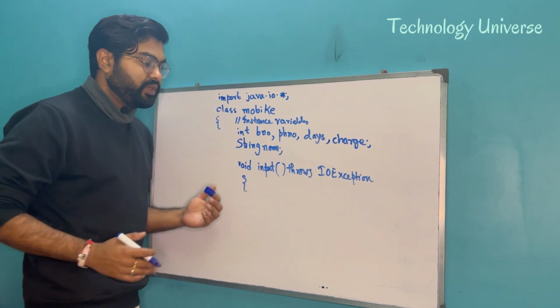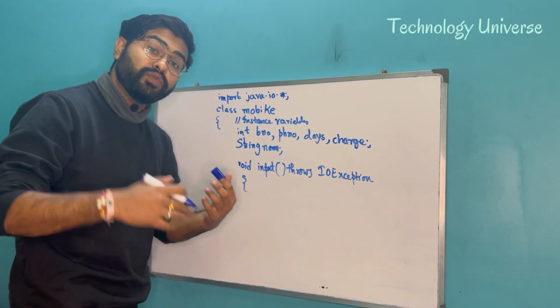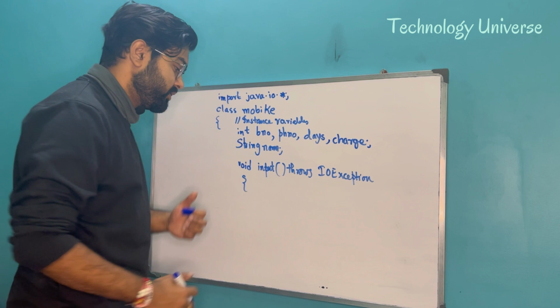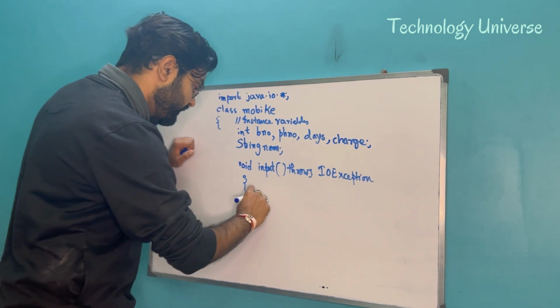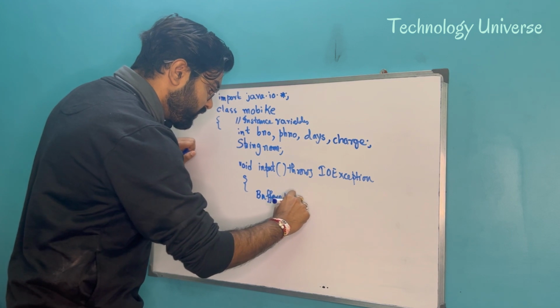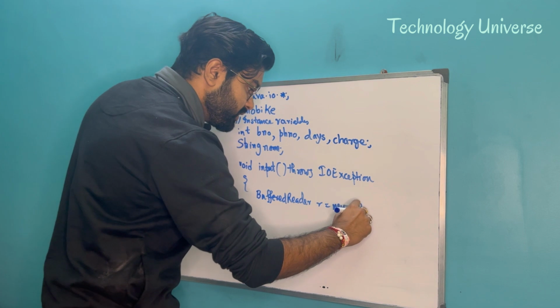So that's why we have to declare to the compiler that it might throw IOException, not it will throw, it might throw. We have to declare that. Otherwise we would get a syntax error while compiling. So the first task would be creating a BufferedReader object, because that would be required to take the input.